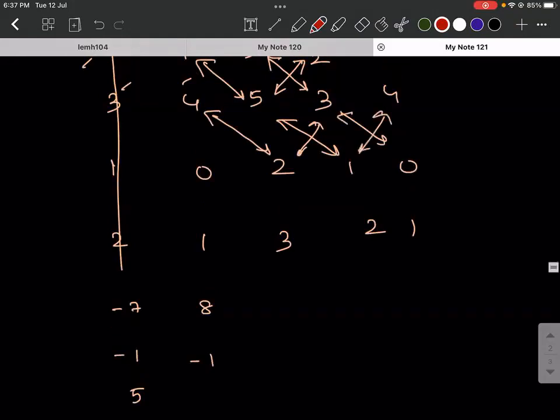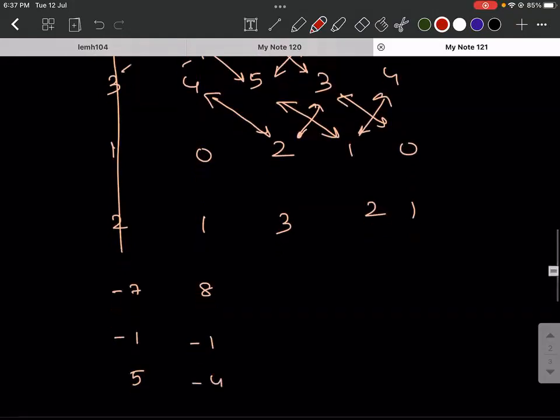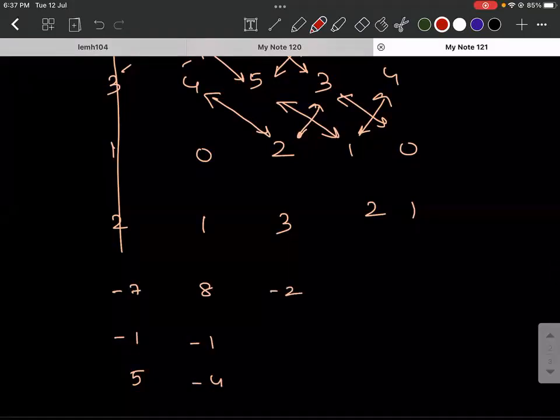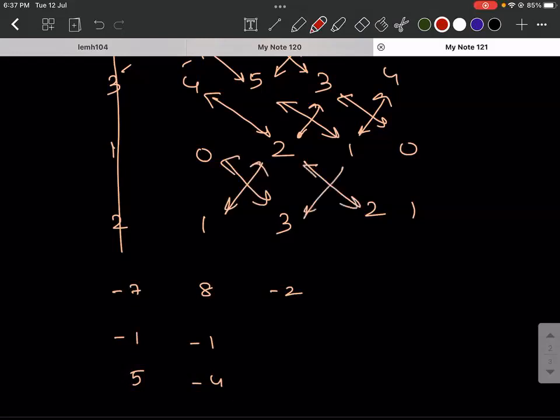0 minus 4, minus 4. Then 0 minus 2, minus 2. 0 minus 2. Then 4 minus 3 is 1. Then 1 minus 0 is 1. So this is what?